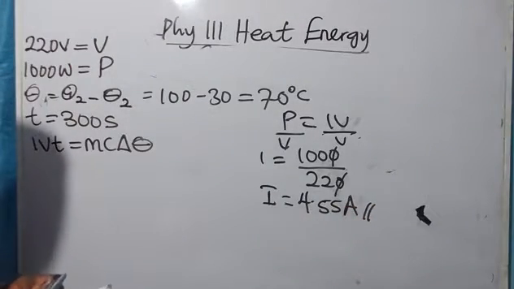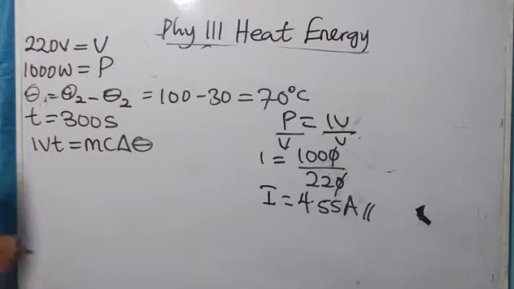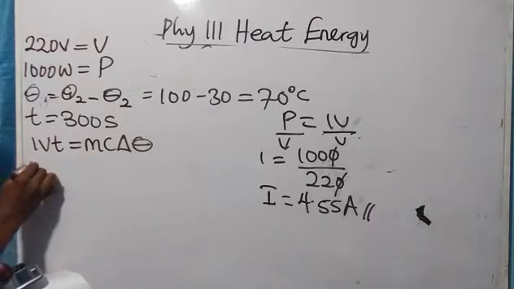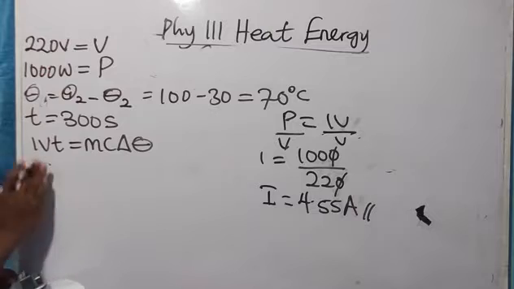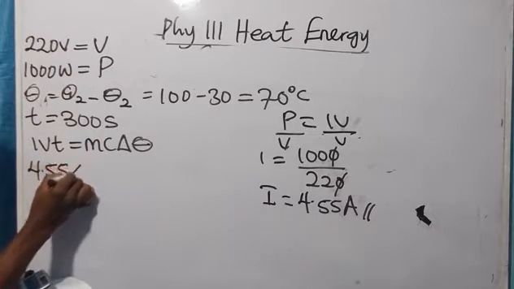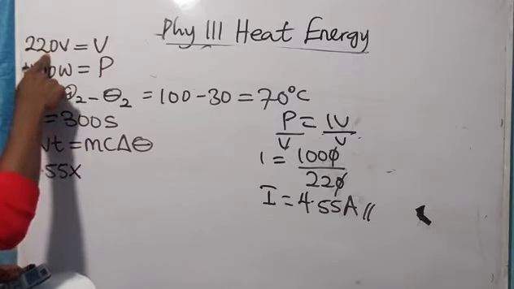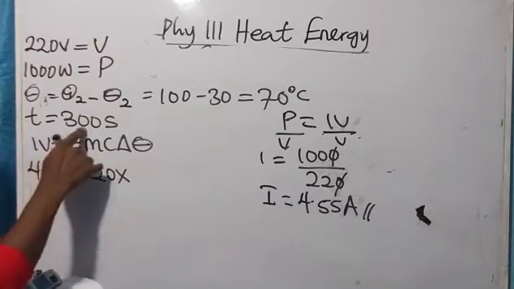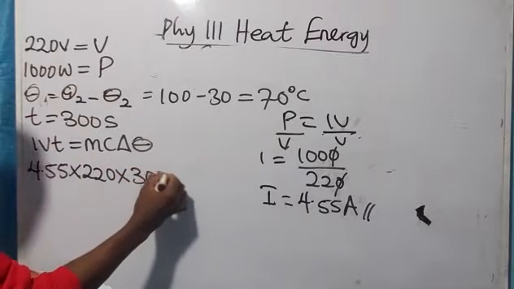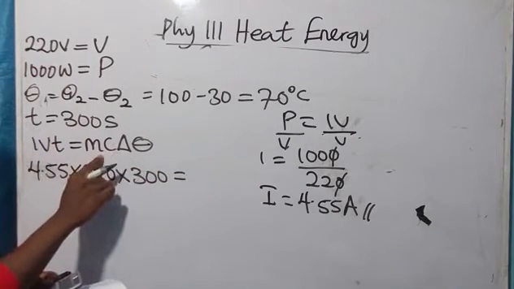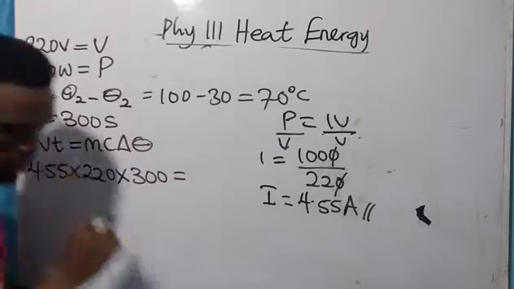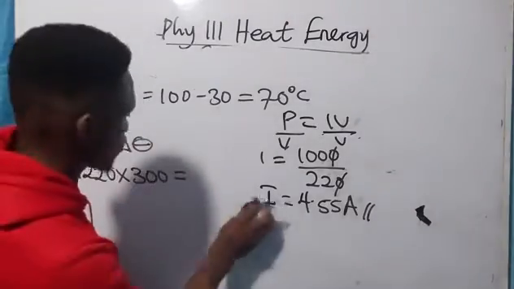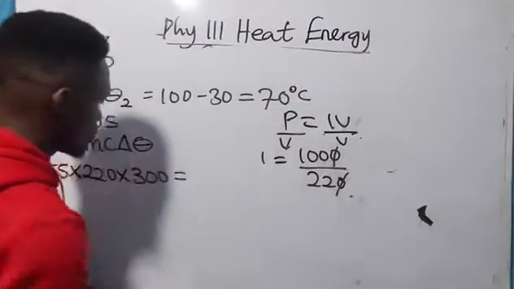So with this, we have to calculate the mass of the water. So it becomes IVT. Let me go through the points. I have 4.55 times voltage, which was given as 220, times time, 300 seconds, equals... we are looking for the mass of the water.